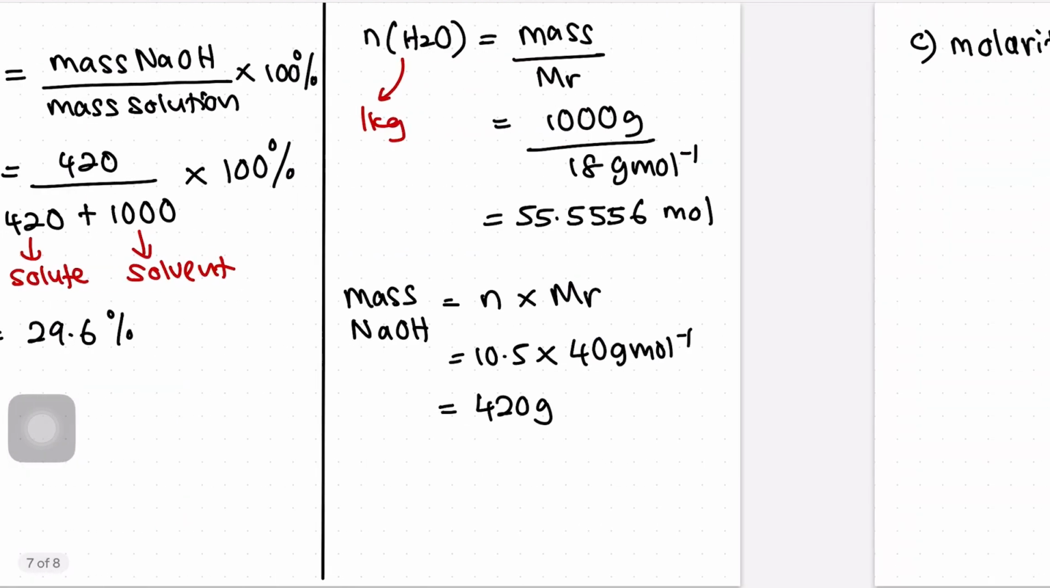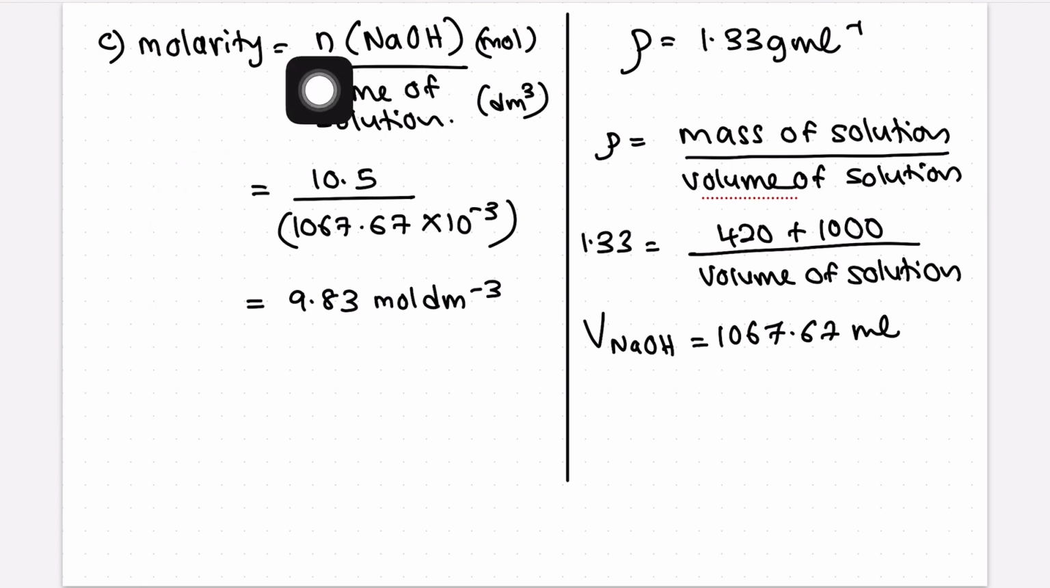So again, when the question is asking you molarity, all you have to do is write the formula first, which would be number of mole of sodium hydroxide divided by volume of solution. Okay, so if you read the question earlier, we have got density given to us and we have not used it, so that's the good time to use it. Density will be mass of solution divided by volume of solution. So mass of solution we have done before, it's just 420 plus 1000, density is 1.33, and the volume of solution would be 1067.67 milliliter.